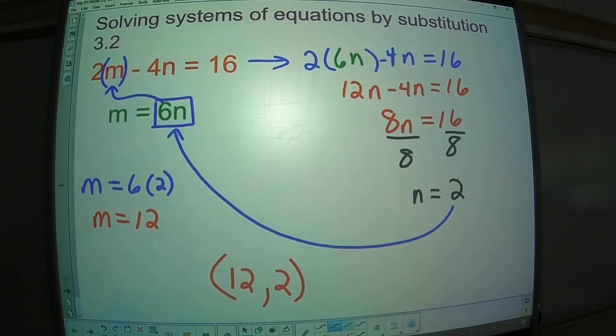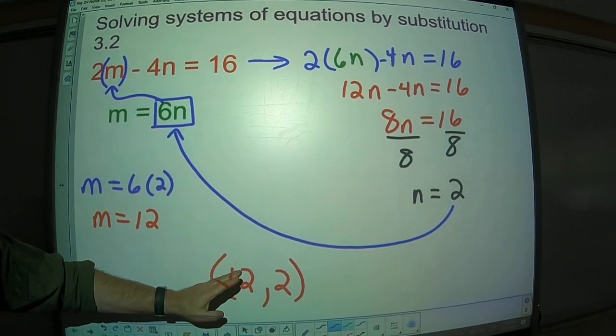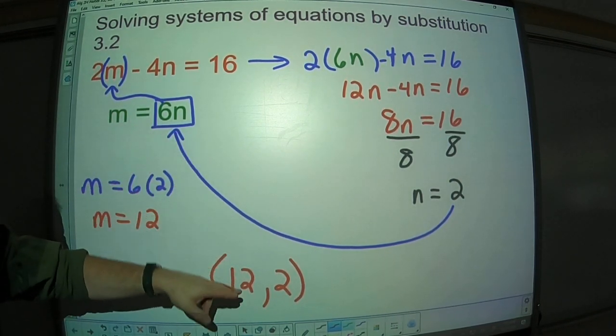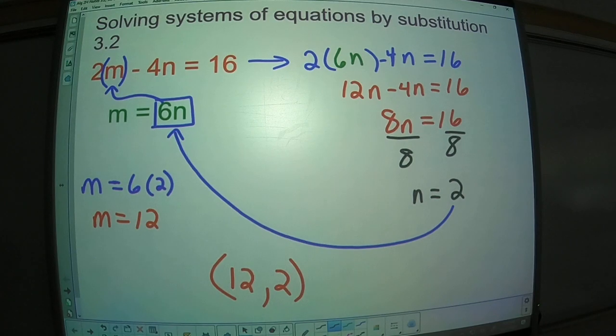Even though I solved for n first, it doesn't go first, because in the vast majority of situations where you have two variables and you want to write it in coordinate form like this, you always do it alphabetical. m, then n in this case. There are rare instances where they tell you the first coordinate is something other than alphabetical. So just be aware of that in the future.